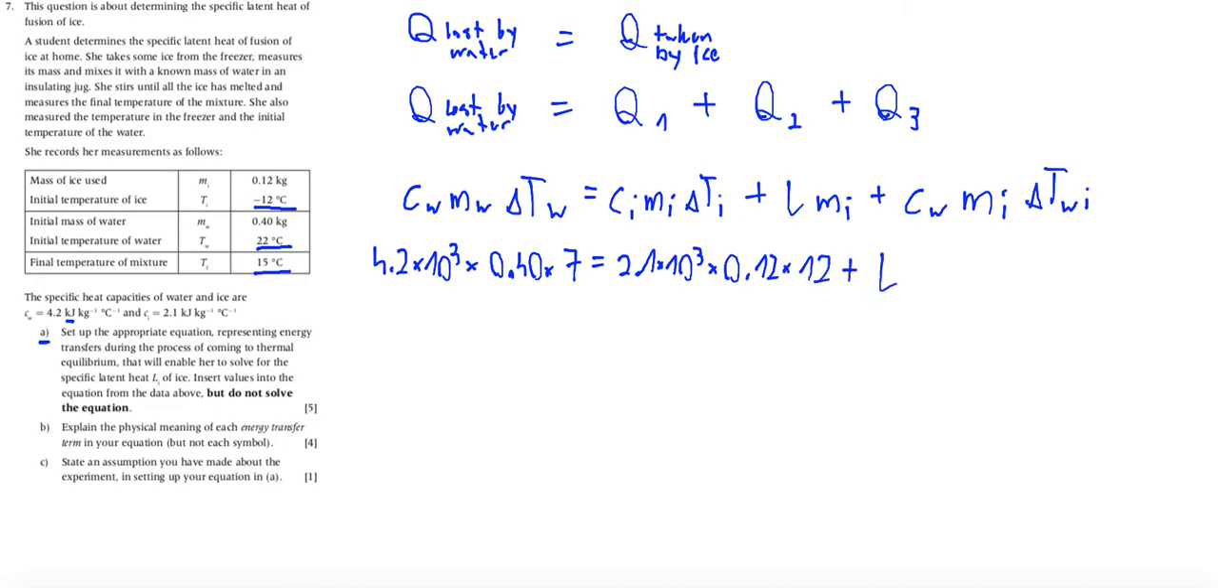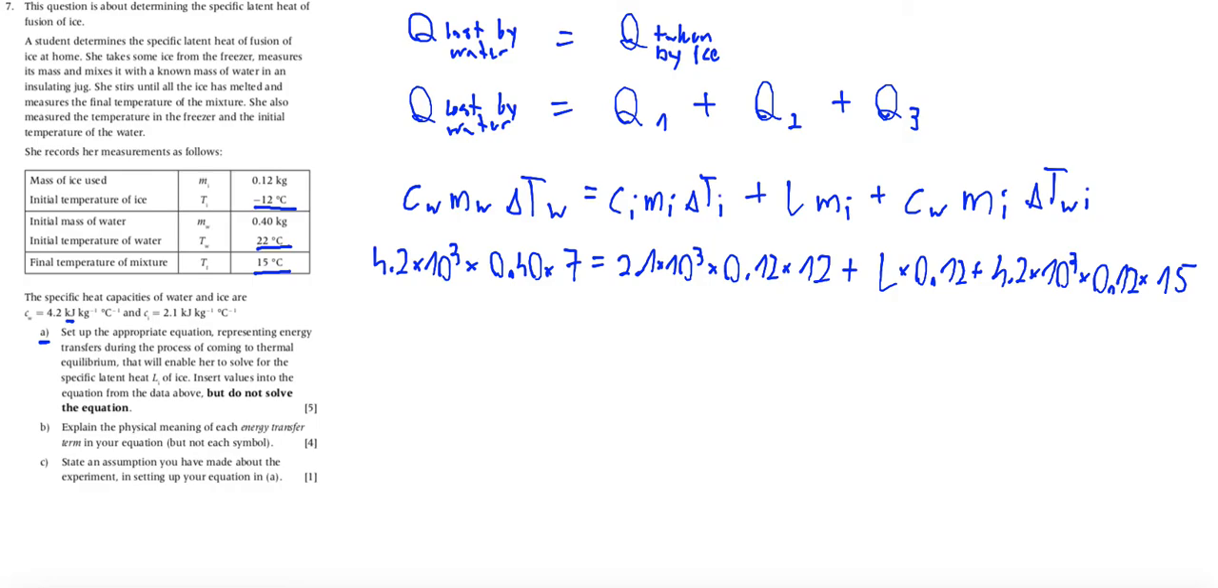Next we have latent heat, which is unknown, and mass of ice, which is 0.12, and finally we have specific heat capacity of water, so 4.2 times 10 to the power of 3, times mass of ice, which is 0.12, times the change in temperature of water from ice. Initially water from ice has 0 and finally 15, so from 0 to 15, by 15. Okay, B.